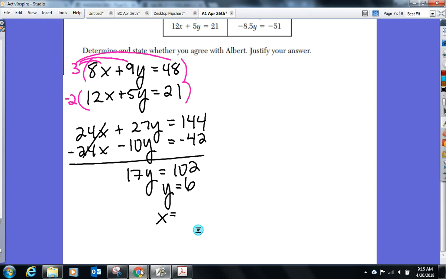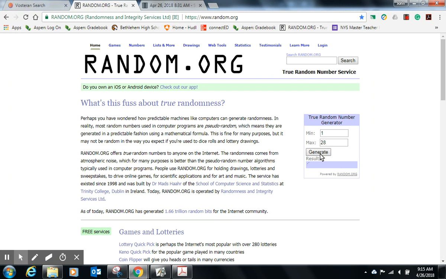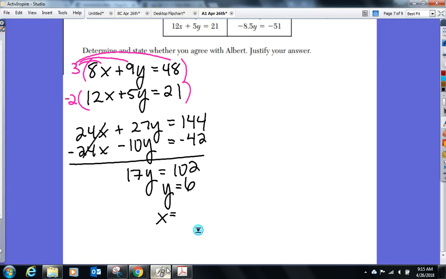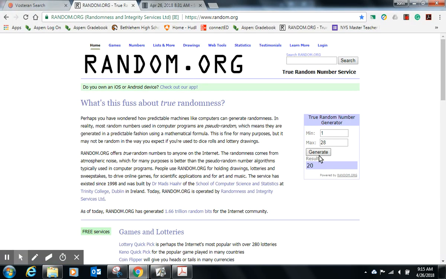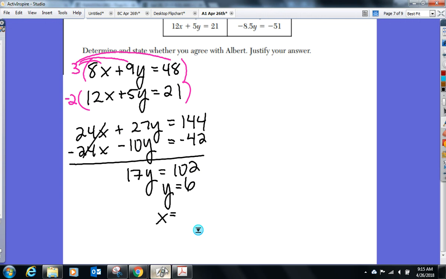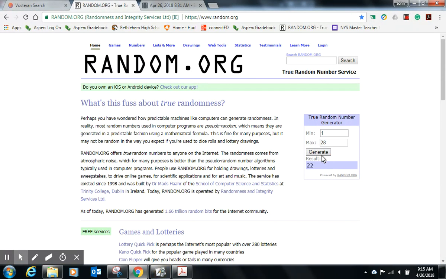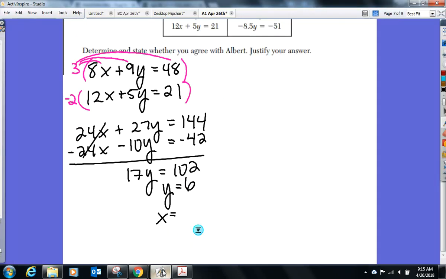When you guys are plugging it back in, what are you getting for the value of x? 22 when you're ready. Oh, shoot. 20 when you're ready. Perfect. 22, perfect. 14. Can I get a confirmation on that? I'm seeing some yeses and some nos.